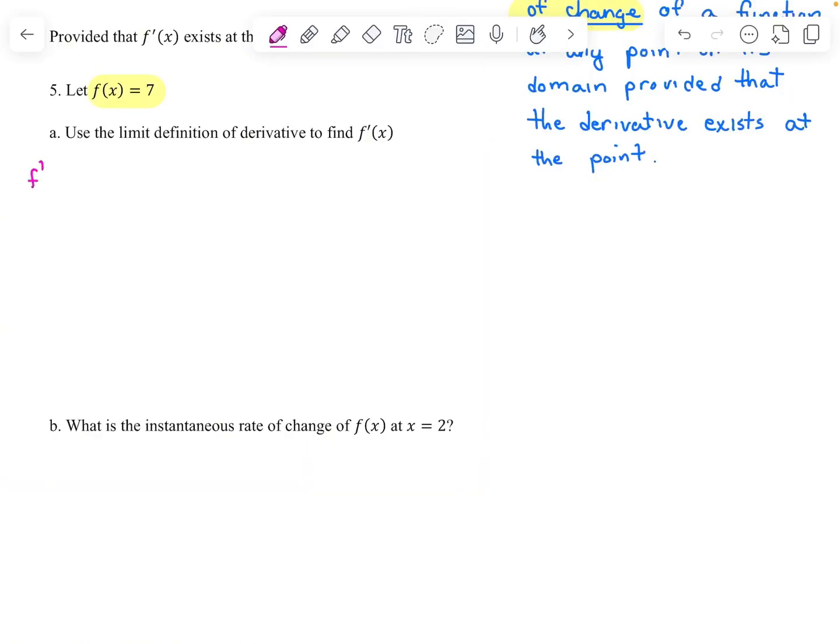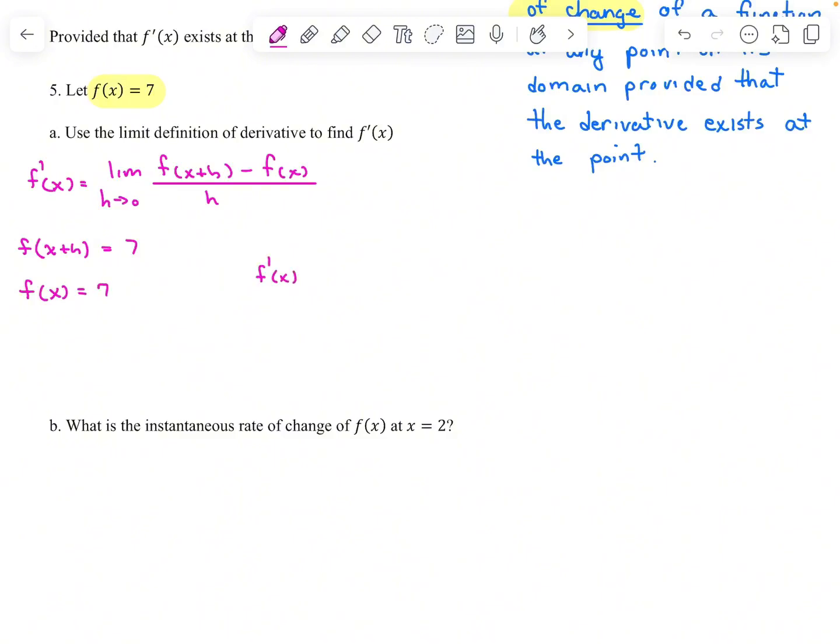So we have the derivative of f is equal to the limit as h approaches 0 of f of x plus h minus f of x, all divided by h. To evaluate f of x plus h, I'm going to substitute x plus h in for every x in the function. Since there are no x's in the function, f of x plus h is just equal to 7. f of x is also equal to 7.